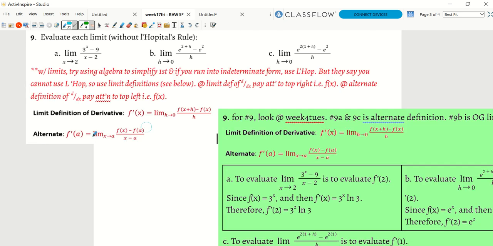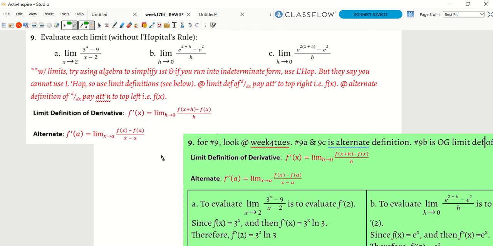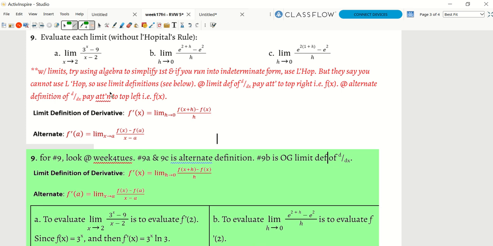Number 9. I amended the answer key, or not amended, I made some additions. I put this hint at the prompt. So here's the deal with limits. You try to use algebra, you try to plug in, okay? Let's take A, for example. We try to plug in 2, but then there's a 0 on the bottom, which is indeterminate form.